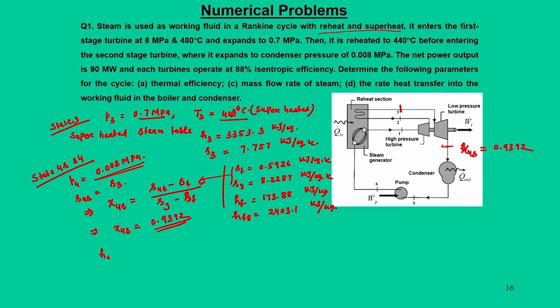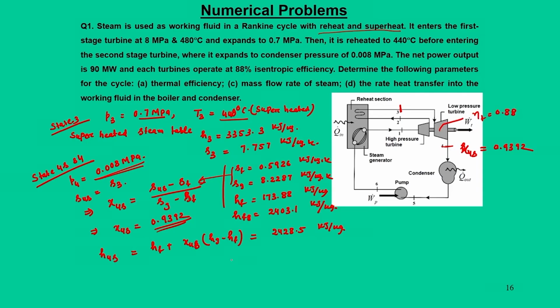And similarly, we can find out h_4s, that is h_f plus x_4s into (h_g minus h_f). Inserting these numbers we arrive at h_4s is equal to 2428.5 kilojoule per kg. So, we know the efficiency for the low pressure turbine as 0.88.